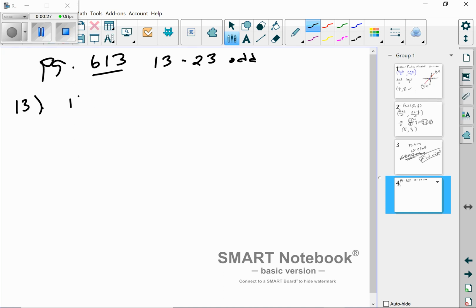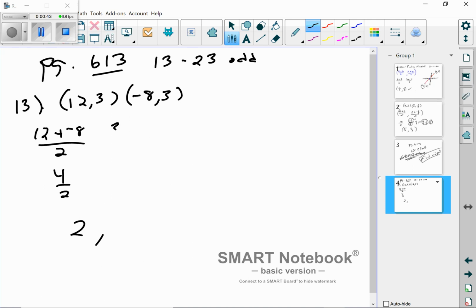13 was (12, 3) and (negative 8, 3). Alright, so I'm adding the x's, 12 plus negative 8 over 2, which is going to be 4 over 2, which is 2. I'm adding the y's, 3 plus 3, which is 6 over 2. 6 over 2 makes 3. So I got an answer of (2, 3) for the first one.